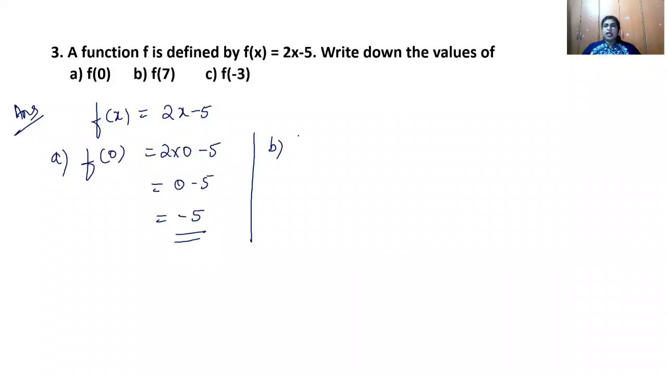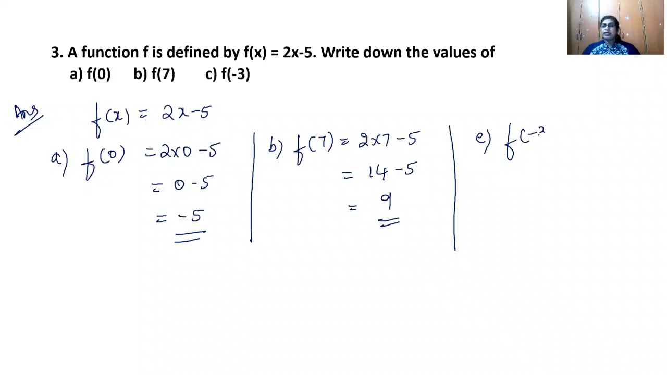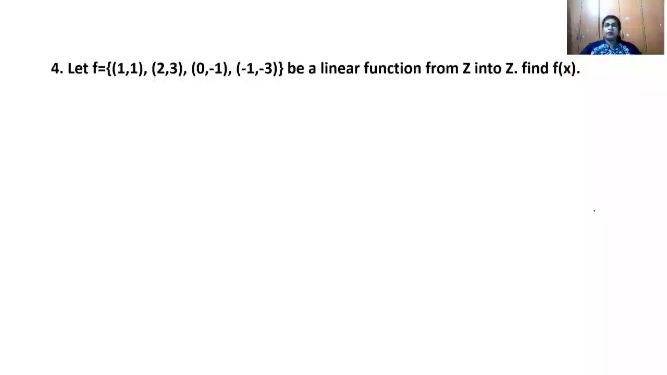Next you have question B, f of 7. Where there is x, now put 7. So it is 2 into 7 minus 5. 2 sevens are 14, minus 5, so we get the answer 9. That is the B answer. Coming to question C, f of minus 3, which is equal to 2 into minus 3 minus 5. So it is minus 6 minus 5, and the answer is minus 11. Hope you have understood this one. Next, we move on to question number 4.